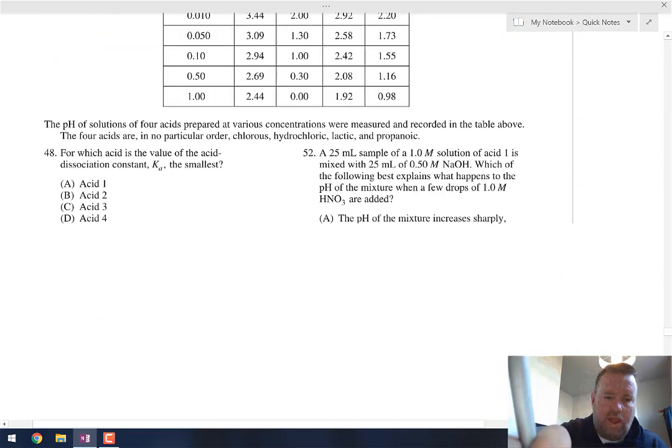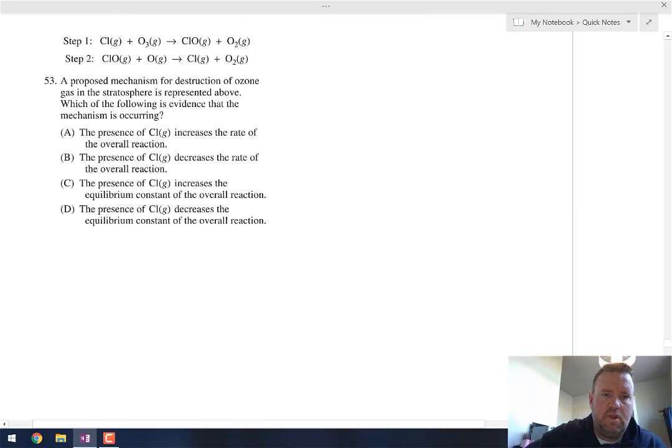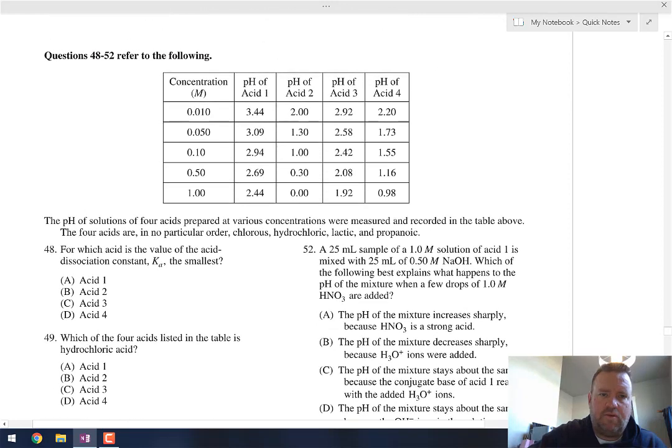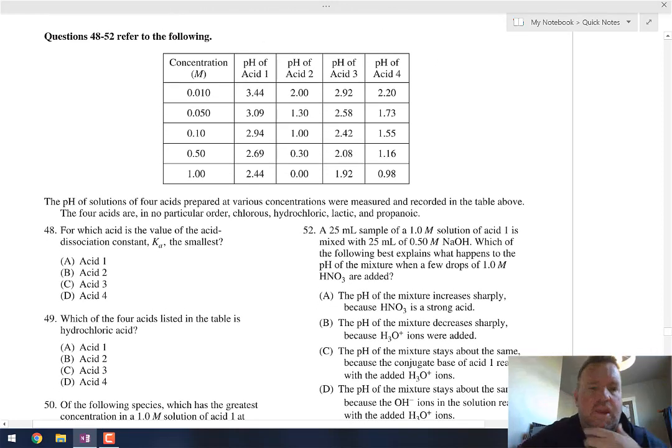Okay, 48. We've seen this question before in class. It says the pH of a solution of 4 acids. For which of the acids is the value of the acid dissociation constant Ka the smallest? The smallest Ka means the weakest acid. The weakest acid is the one with the fewest hydrogen ions, and the one with the fewest hydrogen ions is going to have the highest pH. Which one throughout the whole process has the highest pH is acid 1. So the correct answer is A.